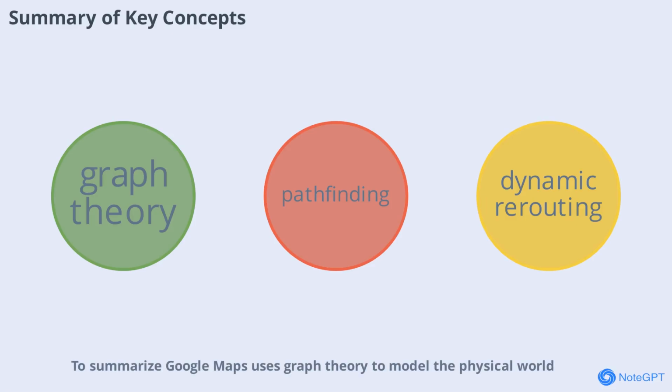Summarize: Google Maps uses graph theory to model the physical world, assigning weights to edges and employing advanced algorithms for pathfinding. Real-time data and dynamic rerouting ensure efficient navigation, while multimodal edges provide tailored routes for every user. This combination of mathematics and technology powers one of the world's most popular navigation tools.